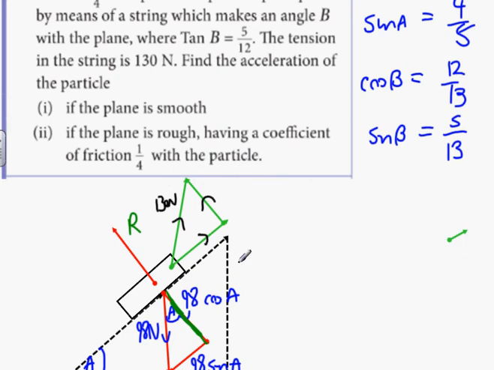So the 130 breaks up into what, guys? Can you tell me? It's going to be 130 cos beta and 130 sin beta. Everybody happy with that? 130 cos beta is 120. 130 sin beta is going to be 50. So it's going to be 120 and 50. Okay?